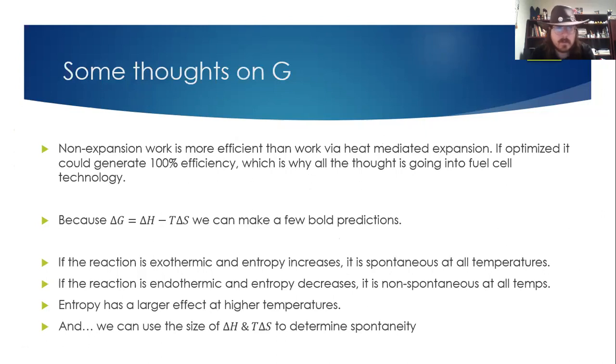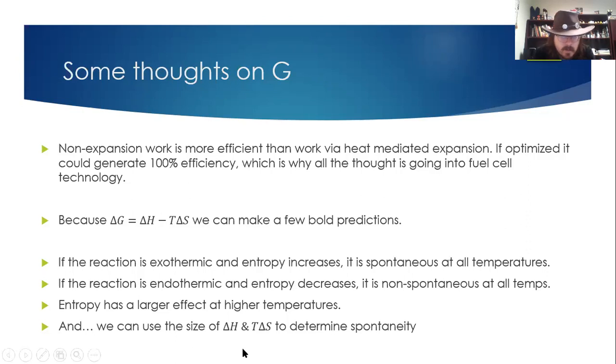So, some thoughts on this. Non-expansion work is always more efficient than work via heat-mediated expansion. So, if optimized, it could generate 100% efficiency, which is why all these cars want to go to using fuel cells. Because if you can get energy out of a fuel cell, you're not going to be losing so much energy as heat, and thus losing a lot of the energy you're producing.